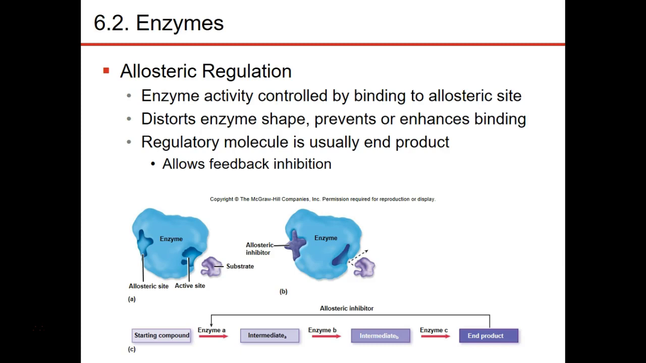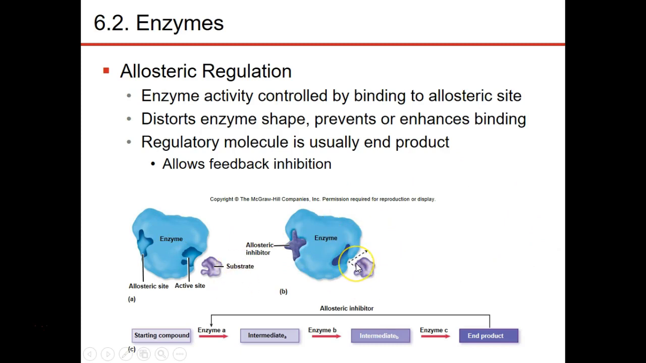Enzymes can have regulator molecules that will either switch on or switch off those enzymes. So here's an allosteric region. And if a molecule binds into that allosteric region, it causes the shape of the active site to change. And so the enzyme substrate can no longer bind.